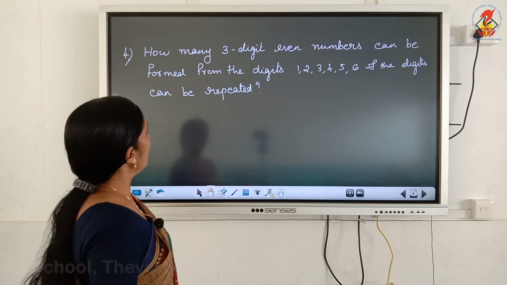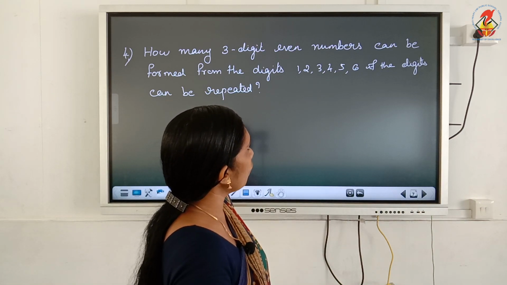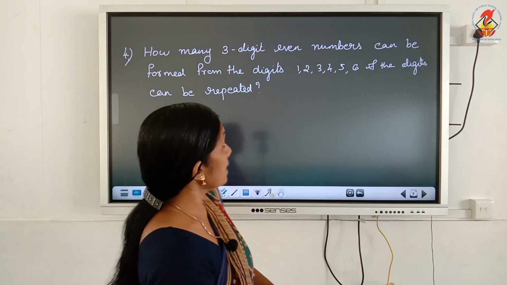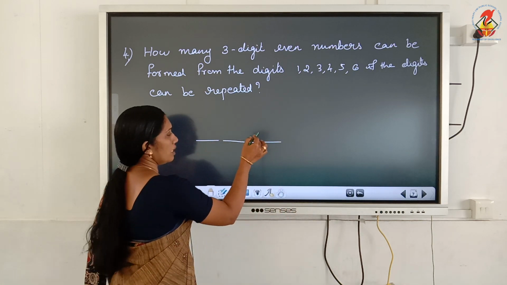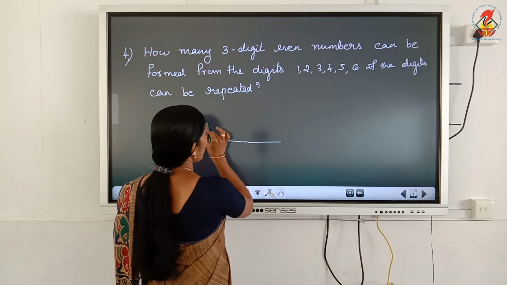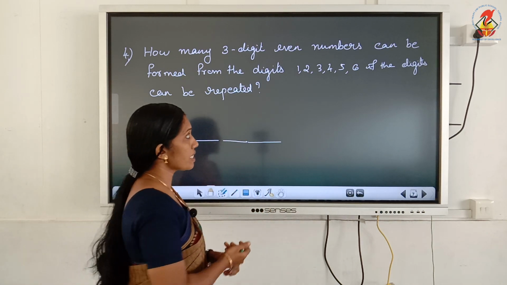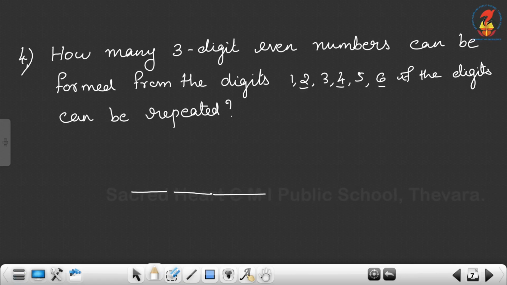The next is: how many 3-digit even numbers can be formed from the digits 1, 2, 3, 4, 5, 6 if the digits can be repeated? 3-digit even number. So here, unit place, tens place, hundreds place. Unit place we can fill in by how many ways? How many even digits are here? 2, 4 and 6. So this unit place we can fill in 3 different ways.